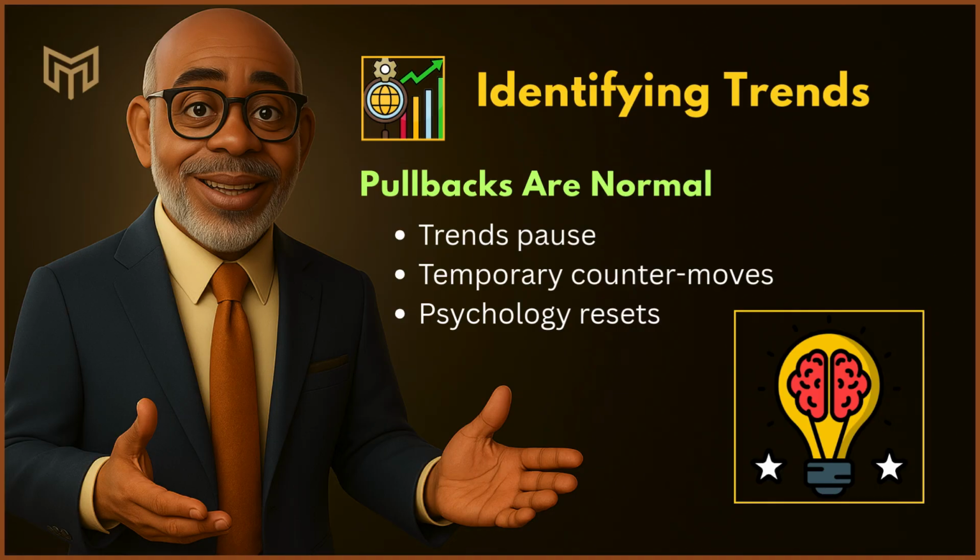No trend continues endlessly. Even the strongest trends experience pauses or temporary shifts as traders react, hesitate, or take profits. These pauses are called pullbacks. A pullback is a short-term move against the main trend. It reflects a brief change in trader behavior, not a full reversal, while the market reassesses direction.